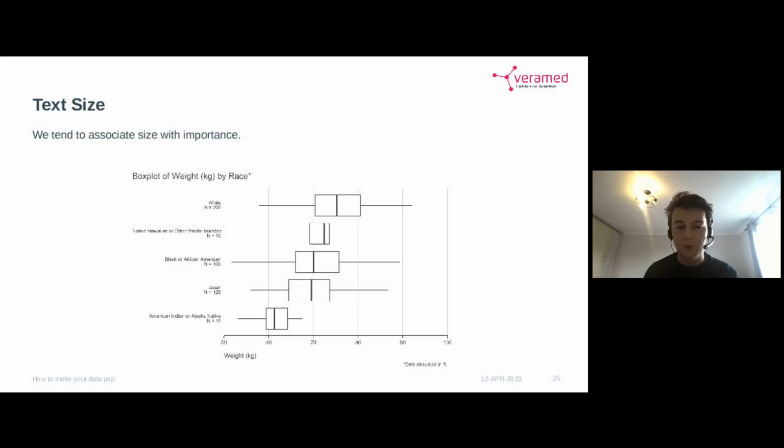And you can also use it in the other way. Here we've made the footnote in the bottom right smaller than the other text on the visualization, which gives it less importance. So it's just one way of signaling to the audience the relative importance of each different part.